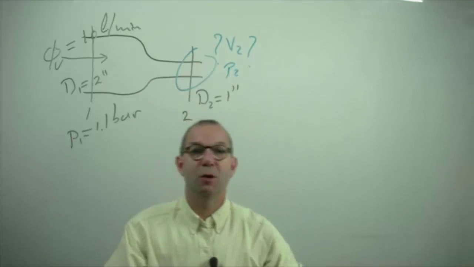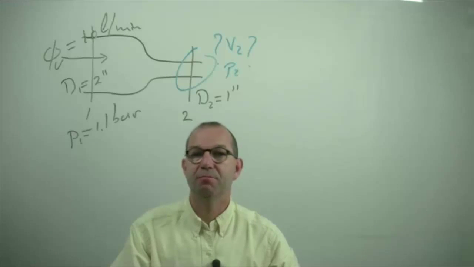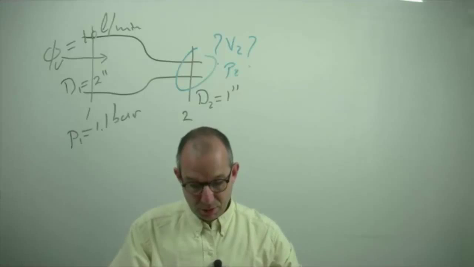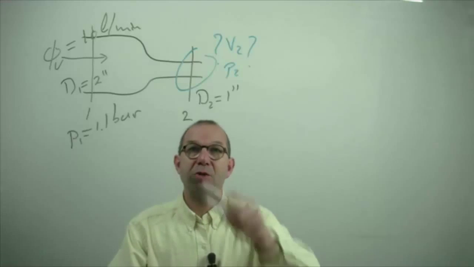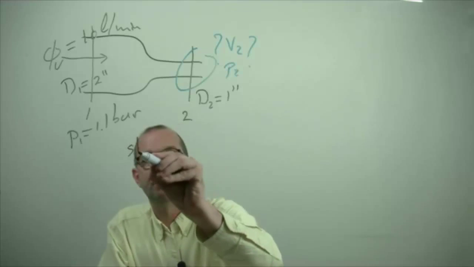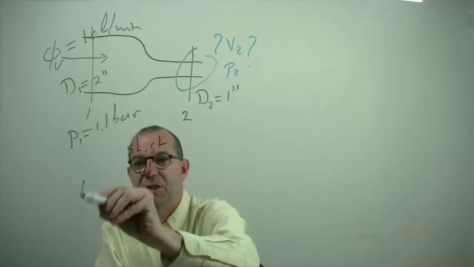This tube is laying horizontal on the table, so potential energy effects can be neglected. It's all at the same height. Okay, let's try and find out. This is a steady state system, and thus we could take a look at what a mass balance says.